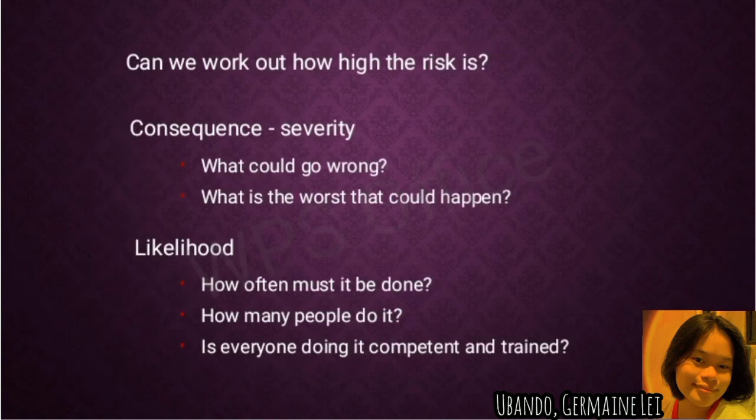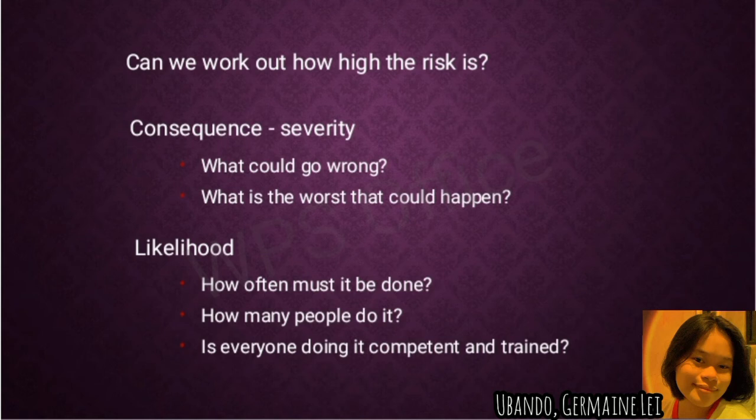Consequence or severity. Severity describes the highest level of damage possible when an accident occurs from a particular hazard. Questions that include severity are: what could go wrong, what is the worst that could happen? Likelihood. Likelihood is how likely it is that someone will come to harm.